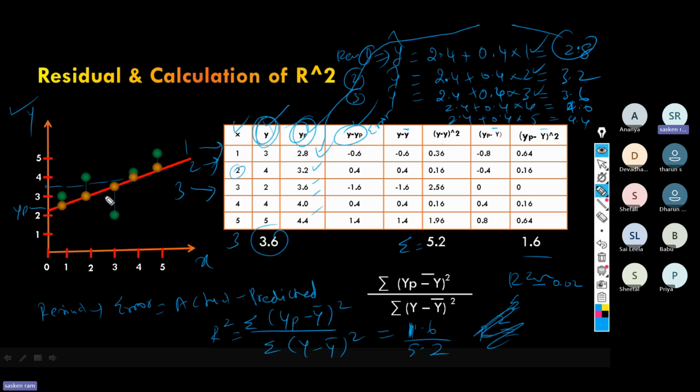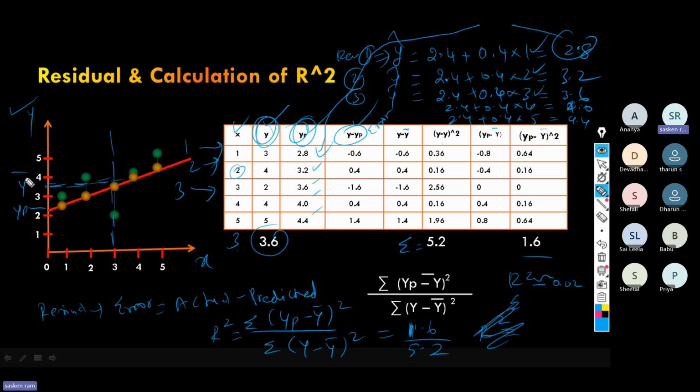And your x bar is something like this. The mean value of your x is somewhere around 3. So this is the middle one. You just remember that the mean is the middle one. In the case of the x-axis, the middle one is 3, and the y-axis is somewhat 3.6. So if you draw a straight line here, this is my mean of x, this is my mean of y. For this y-axis, the mean value is there in the middle. This is my y bar.